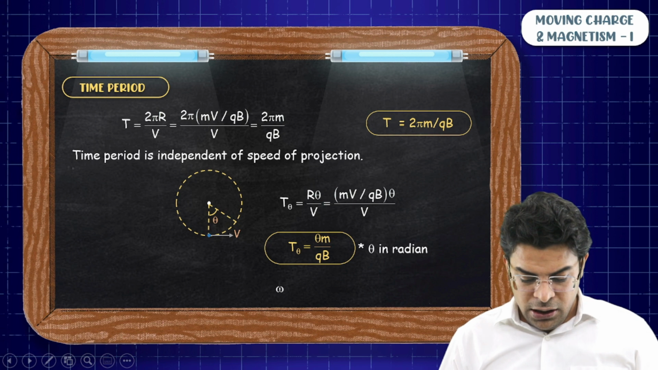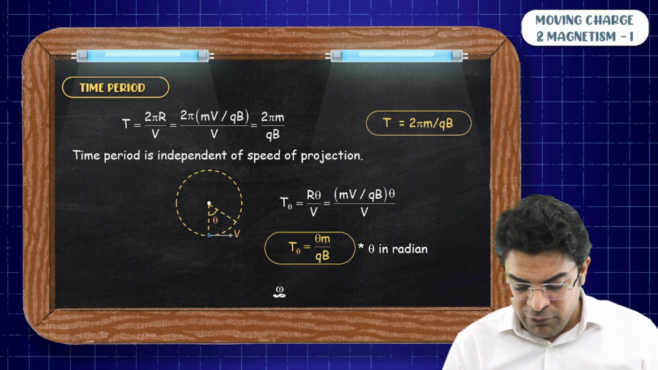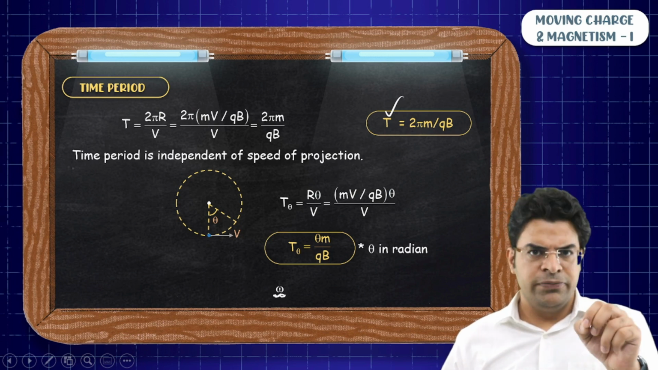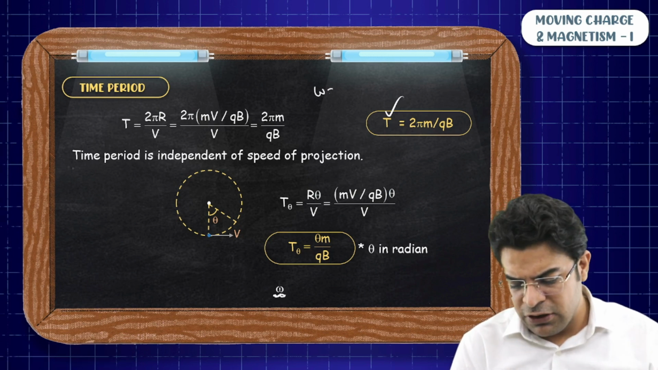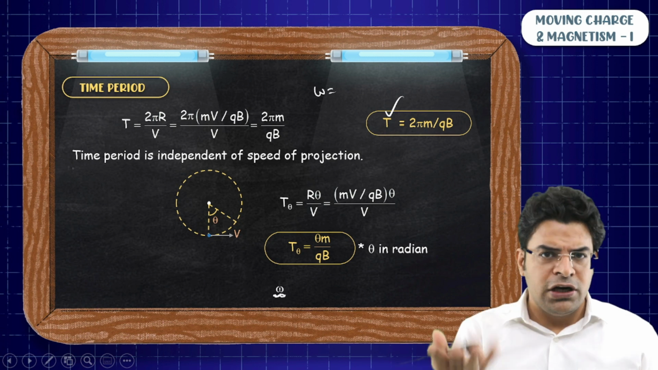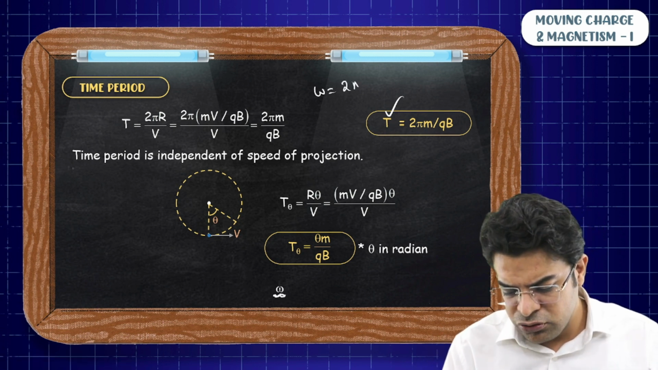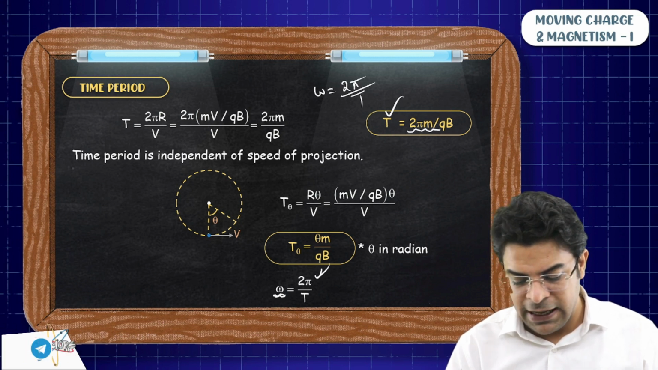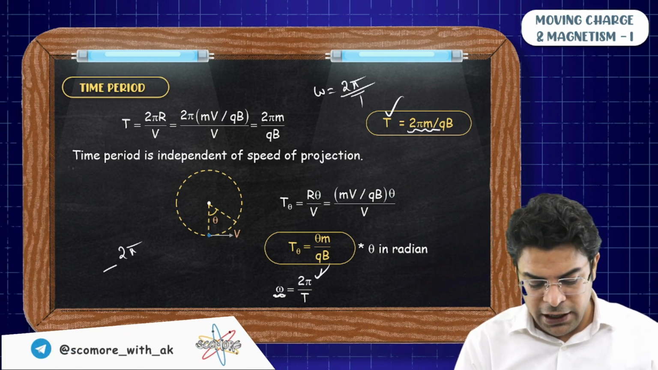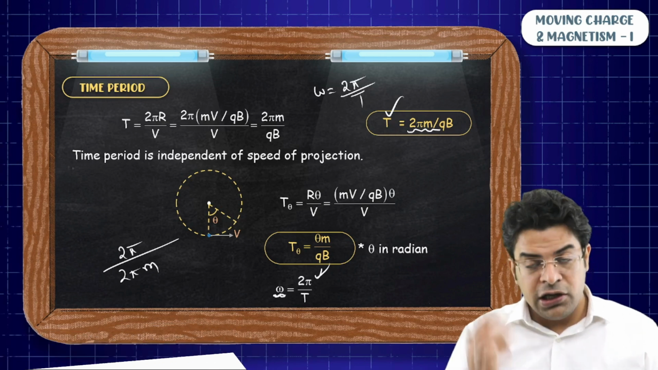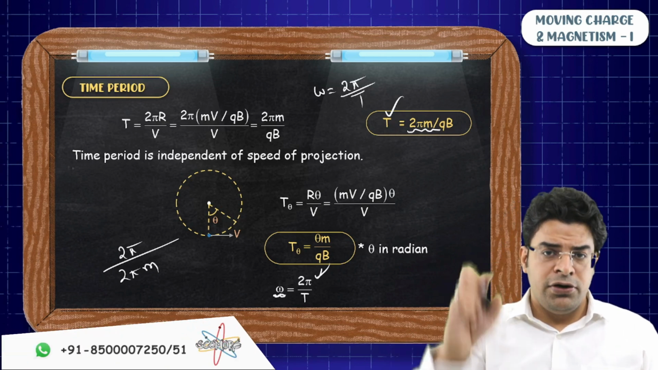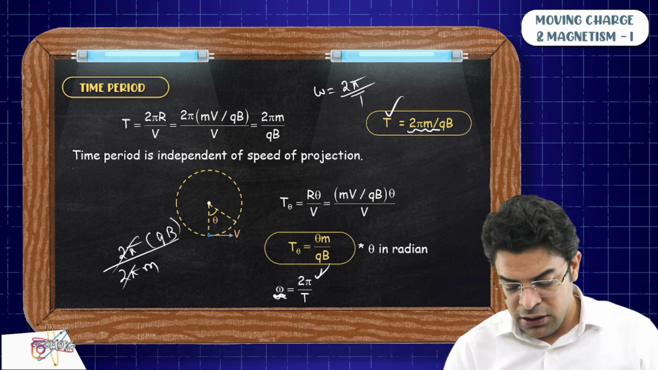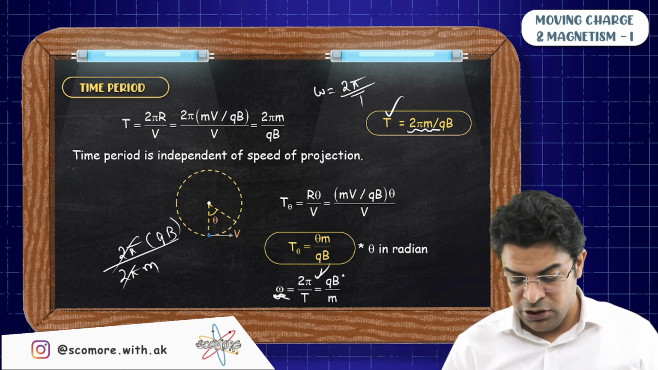Now beta, remember that once you know the time period, you can even tell the angular velocity. We know that the angular velocity equals the angle turned upon the time taken, or omega equals 2 pi by T. Substituting the value of T as 2 pi m by qB, you get 2 pi upon 2 pi m, and the qB moves from the denominator to the numerator, and you can cancel out the 2 pi and 2 pi. So the angular velocity comes out to be qB by m.